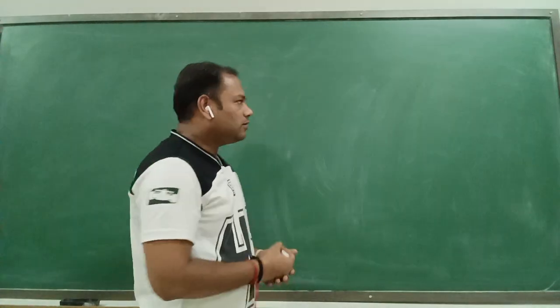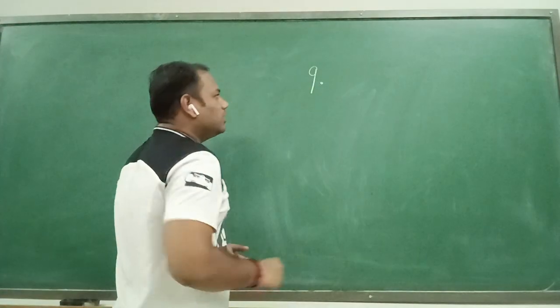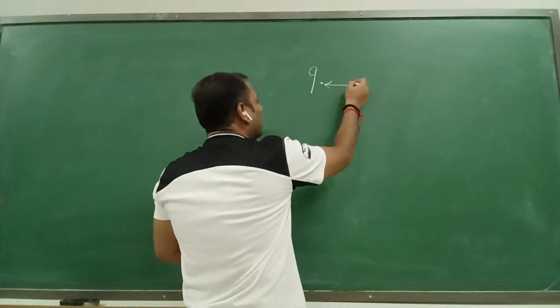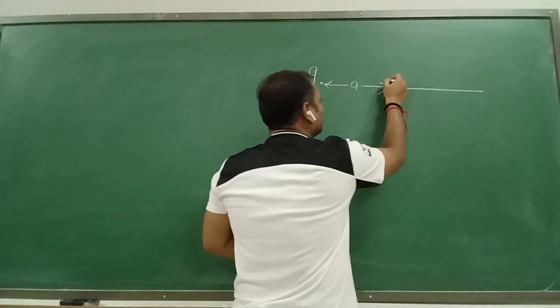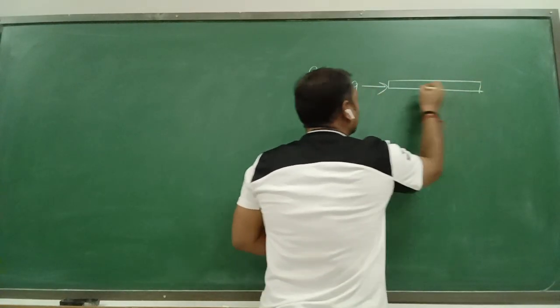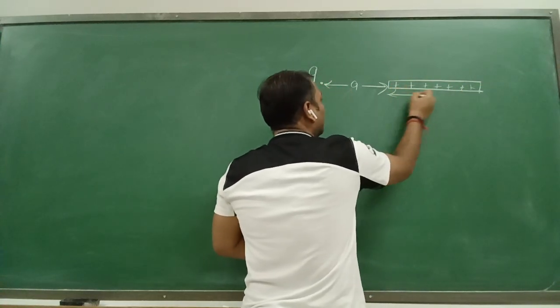So the problem is such that we have a charge Q, which is a point charge, and from this charge at a certain distance, say A, there is a line charge present, up to a length L.